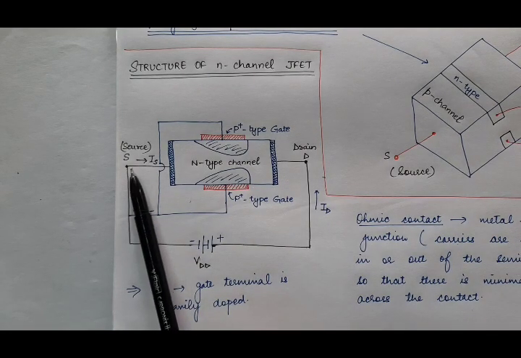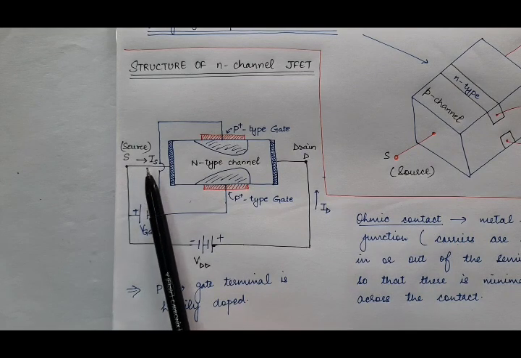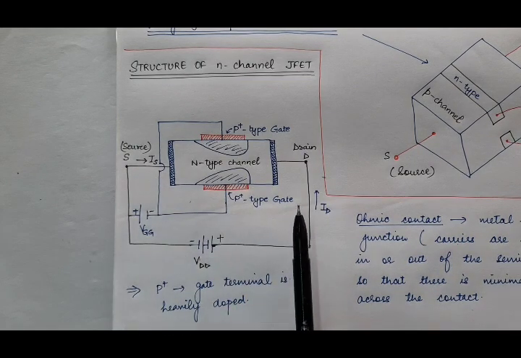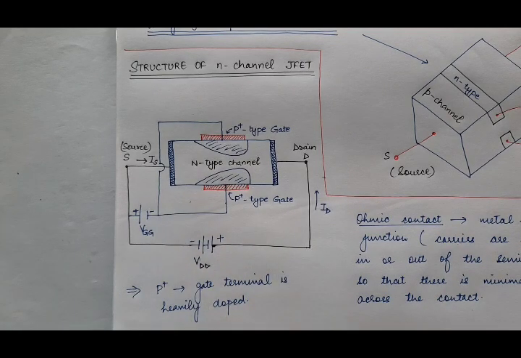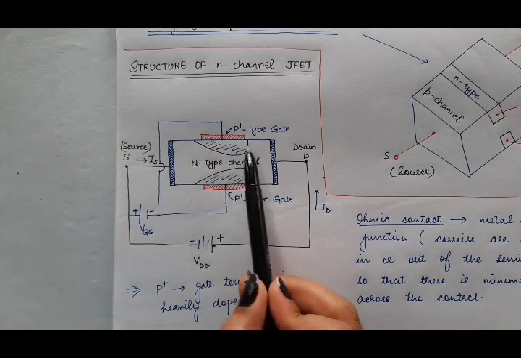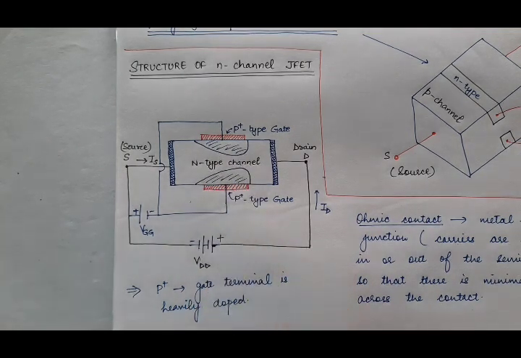The current entering from the source side is known as source current. The current entering from the drain side is known as drain current. And the current entering from the gate side is known as gate current, that is IG. So this is all in this lecture. In the next lecture, we will discuss the operation of FET, and why the width of this depletion layer is not the same, or why it changes across the length of this semiconductor bar.